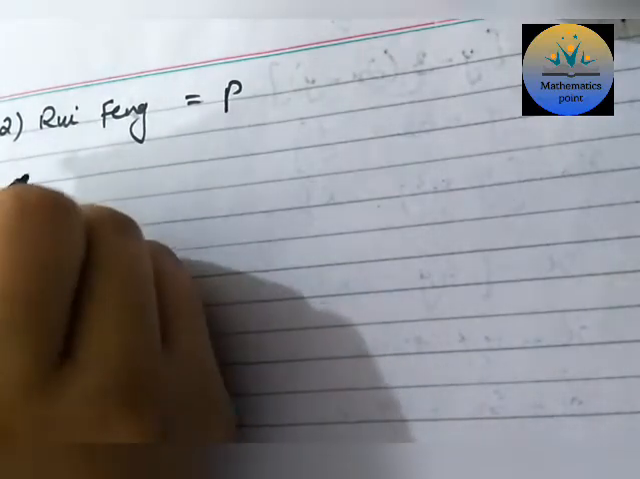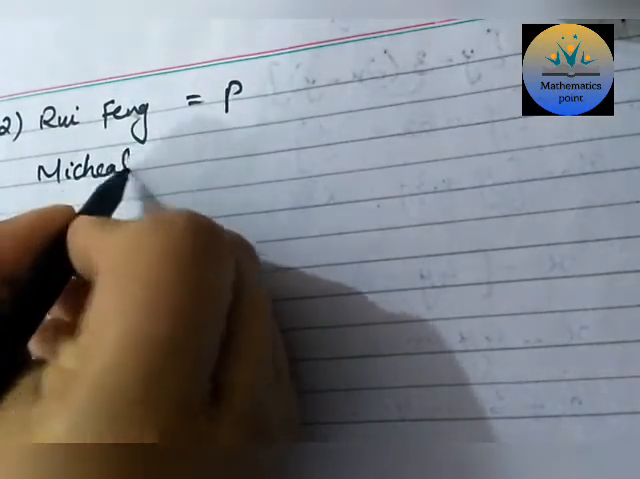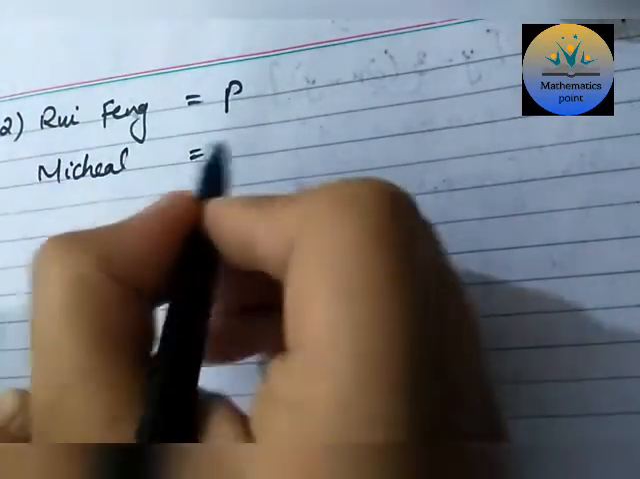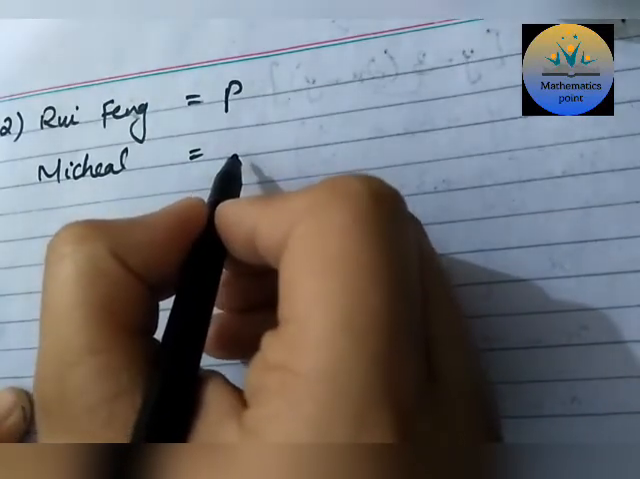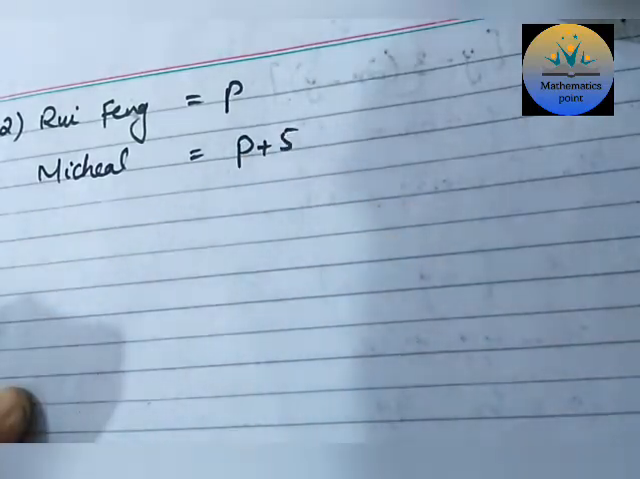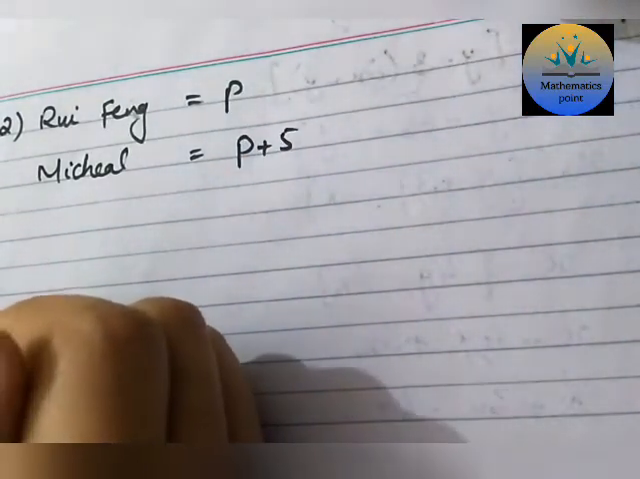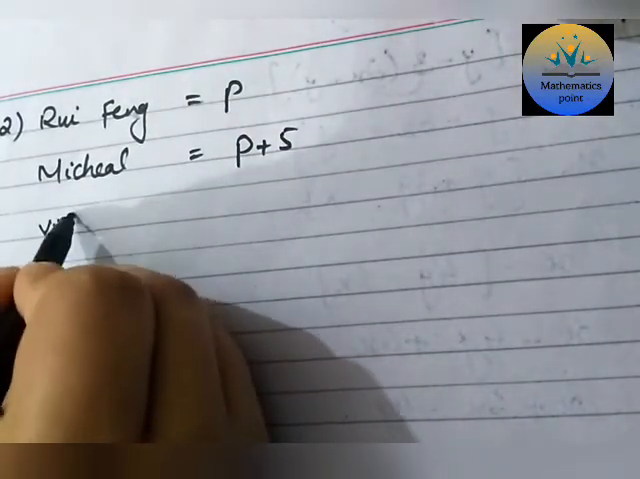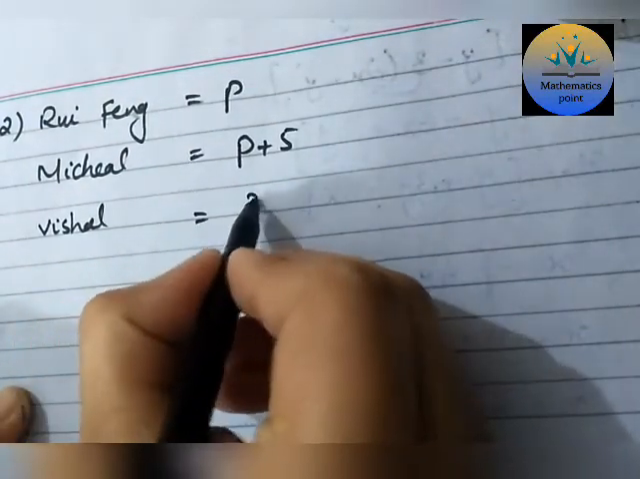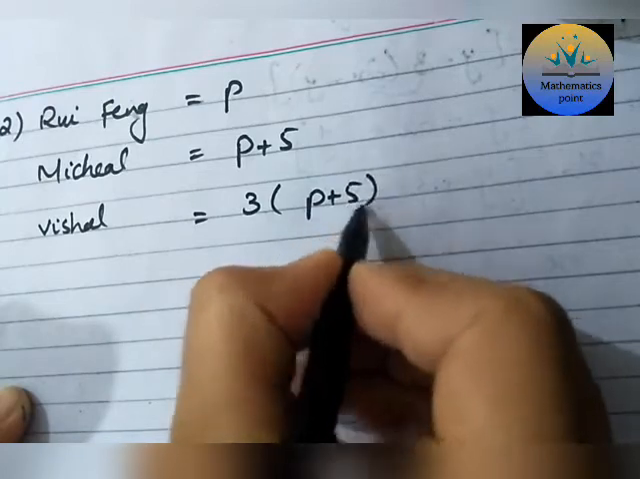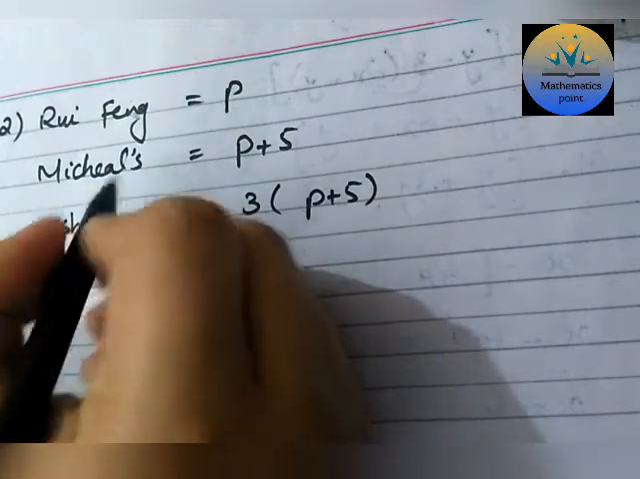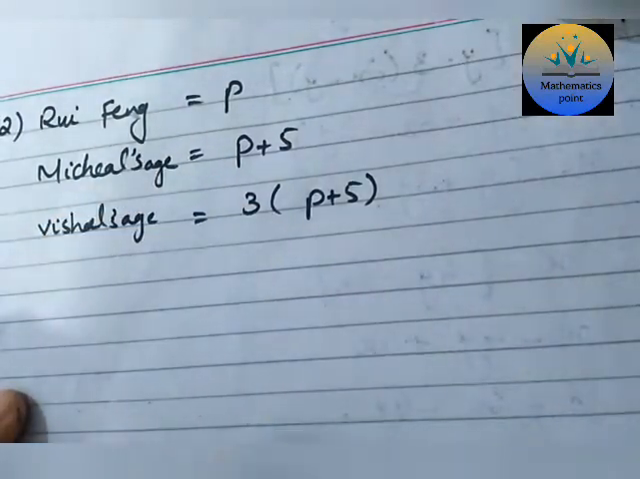Then we have Michel. Michel's present age is this. Michel is 5 years older than Rufik, so it means p plus 5. Then the third is Vishal's age, that is thrice as old as Michel. So that means thrice of p plus 5. Okay, let's write this too.